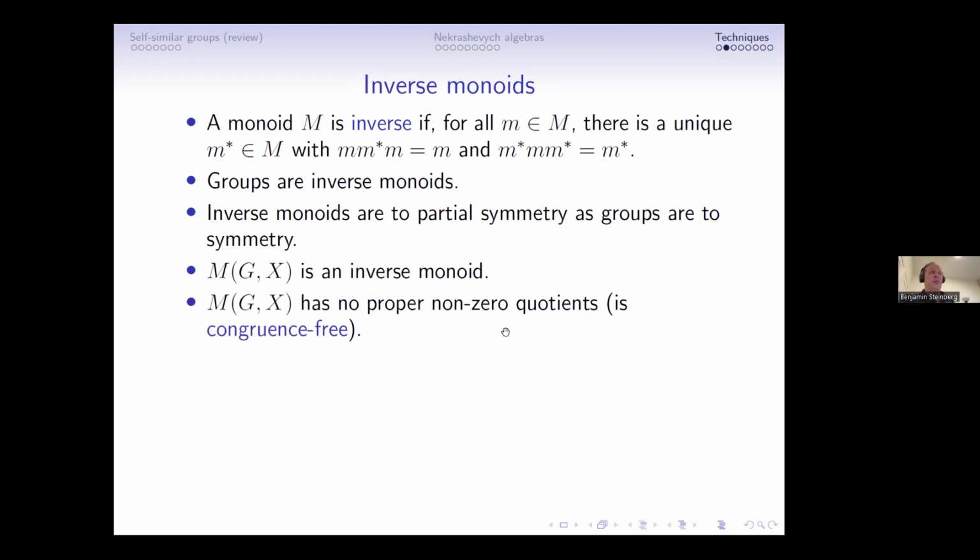And not only is it an inverse monoid, but it has the property that it has no proper non-zero quotients. So in inverse semigroup world, we call this being congruence free. So it has no proper quotients other than the zero monoid.